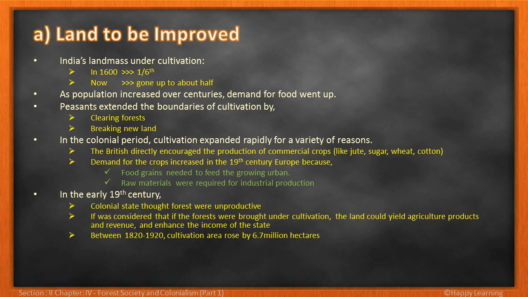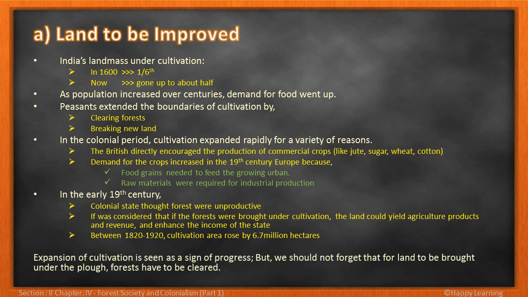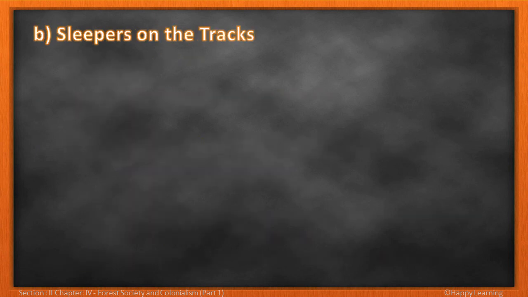In the early 19th century, the colonial state thought forests were unproductive. It was considered that if the forests were brought under cultivation, the land could yield agricultural products and revenue and enhance the income of the state. Between 1820 and 1920, the cultivation area rose by 6.7 million hectares. Expansion of cultivation is seen as a sign of progress, but we should not forget that for land to be brought under the plough, forests have to be cleared.